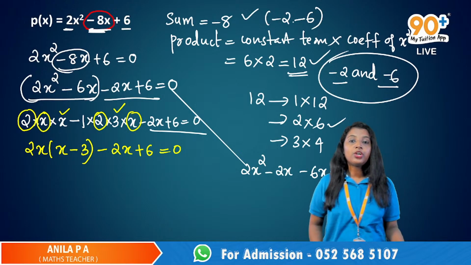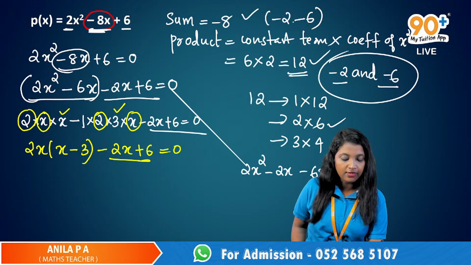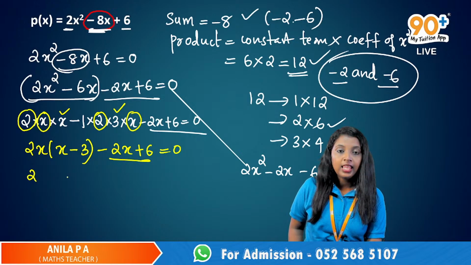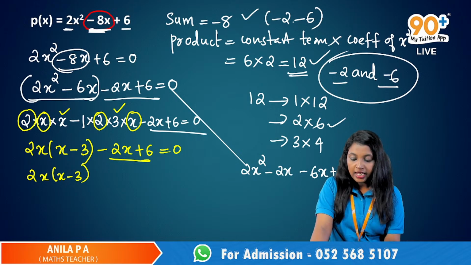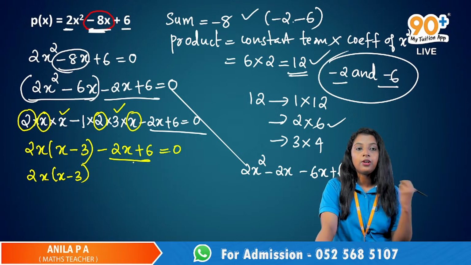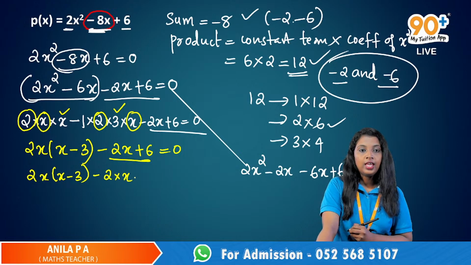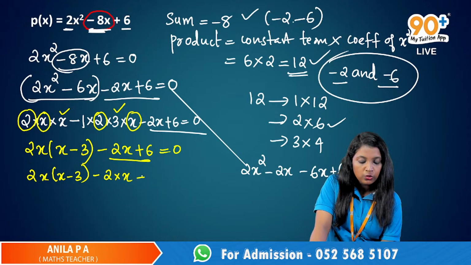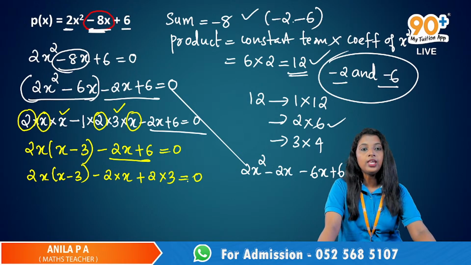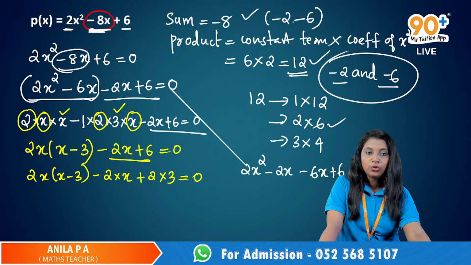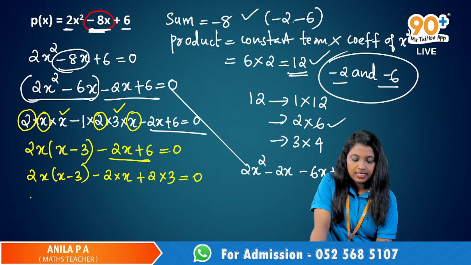Now we have to look for the common factors in the next two terms, negative 2x and 6. Here we have 2x into x minus 3. That is, after simplifying the first two terms, we got this 2x into x minus 3. Now we have to consider this negative 2x and positive 6. So we can write it as negative 2 into x plus 2 into 3, that is equal to 0. So here it is 2x into x minus 3 itself.